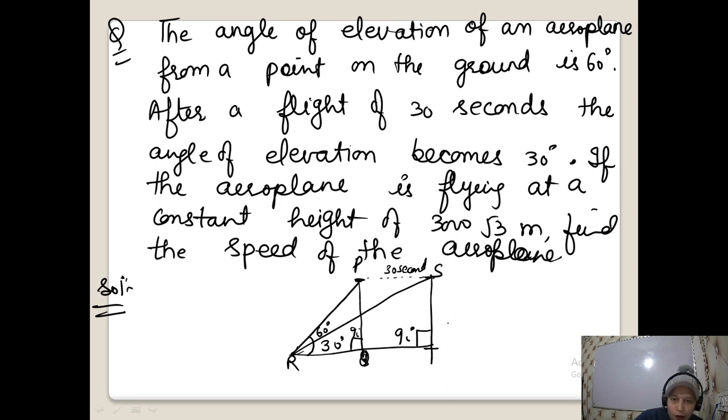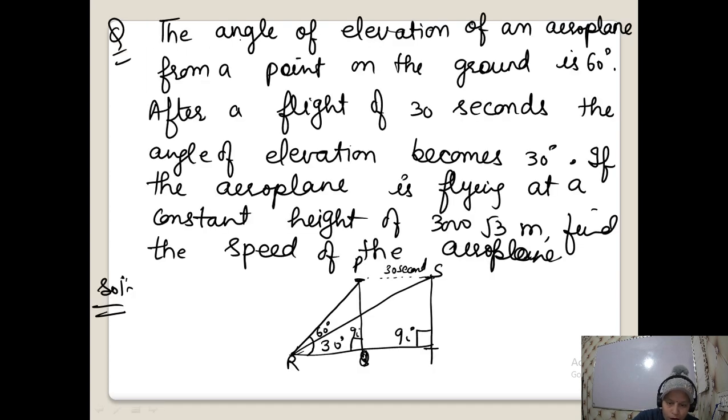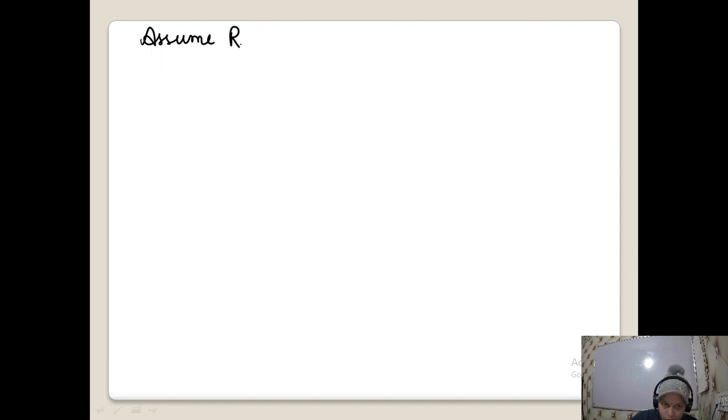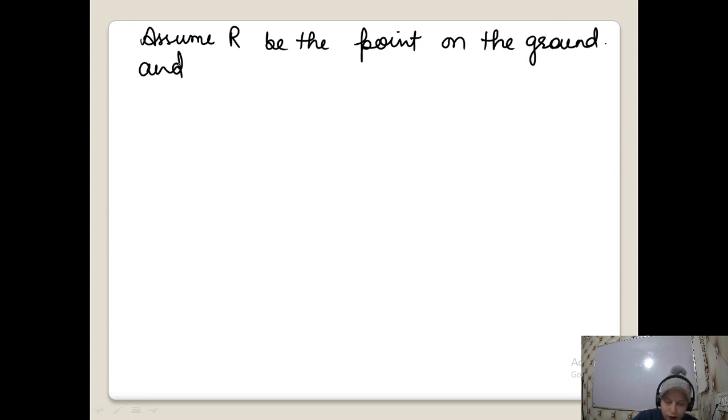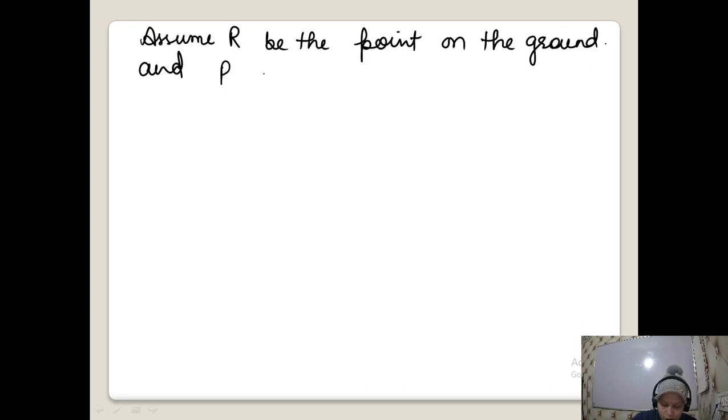Now I am going to solve this question. First of all, you have to write: assume R be the point on the ground and P be the aeroplane.